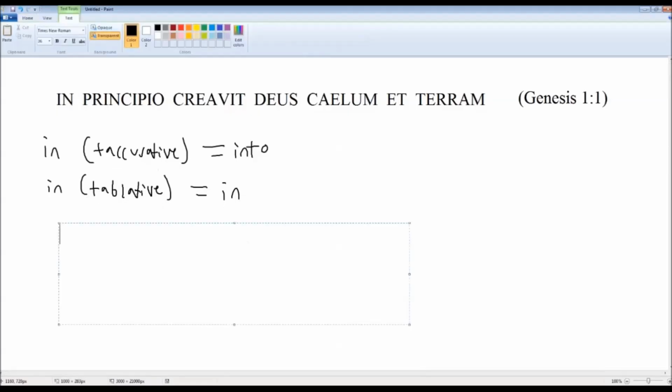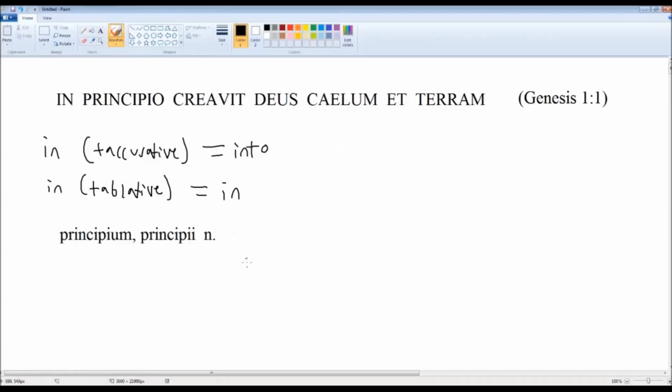If we look up the word principium in the dictionary, we get principium, principii, and it's neuter. When you look up a noun in a Latin dictionary, they should give you two forms. The first form is the nominative case, and the second form is the genitive case. And to figure out how words change their endings, you have to look at the second case, the genitive case. Notice it ends in an I. The fact that it ends in an I tells us that this is a second declension noun.